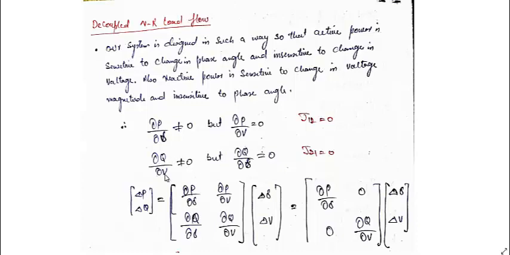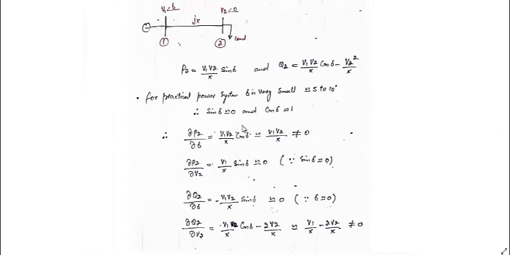Similarly, the reactive power when changed with respect to voltage will change, and the reactive power with respect to delta will not change. This can be shown from this diagram. We have a simple 2-bus system. Let us say the voltage at this bus is V1 angle of delta. The voltage at this bus is V2 angle of 0, which is taken as the reference bus. The line has an impedance of X.